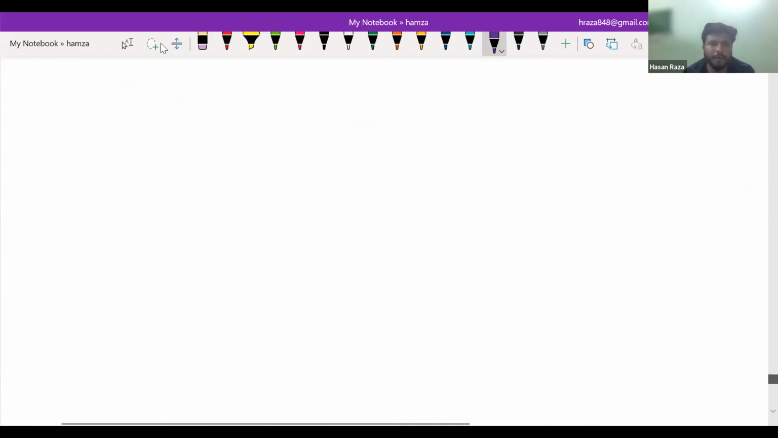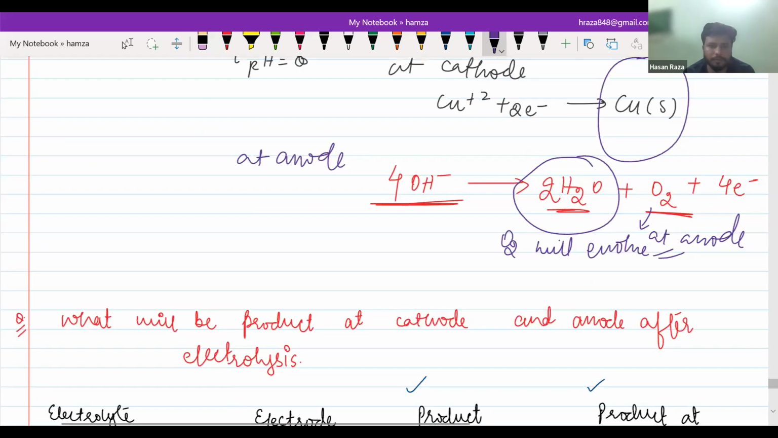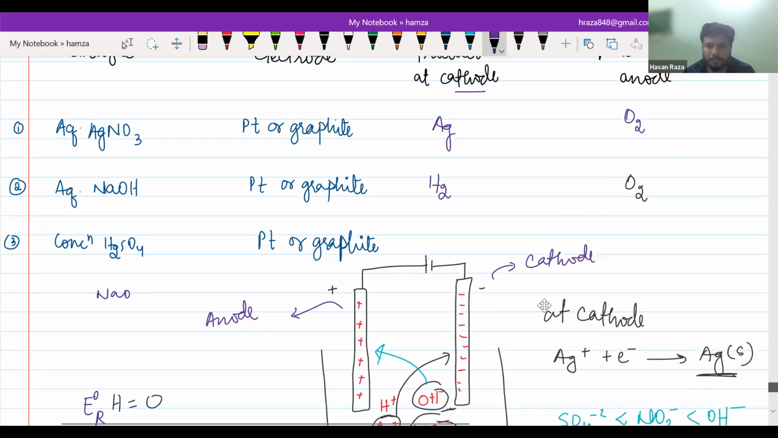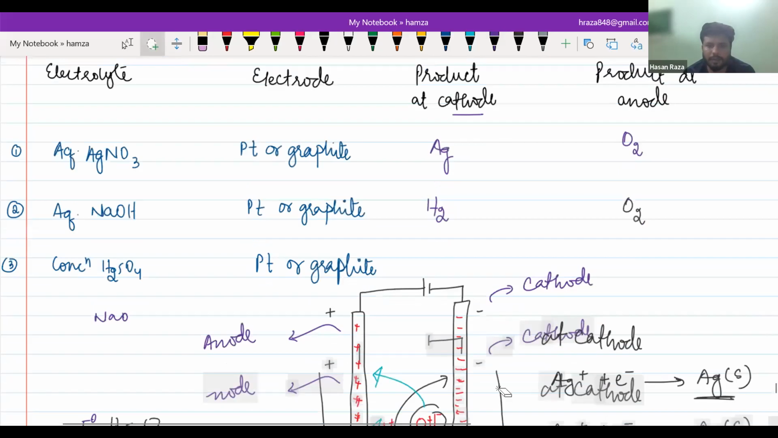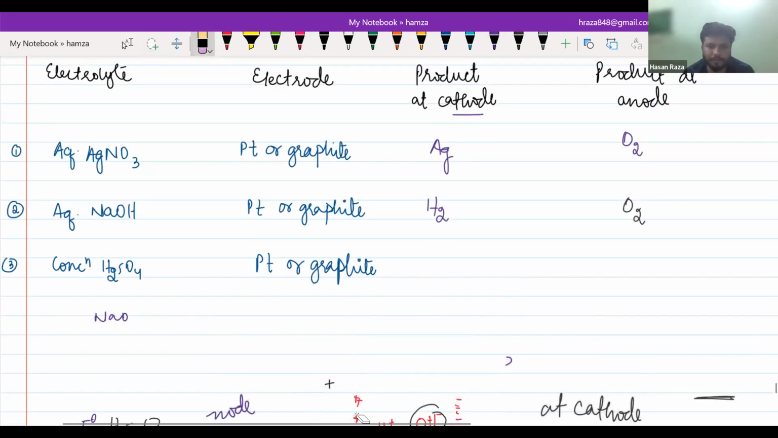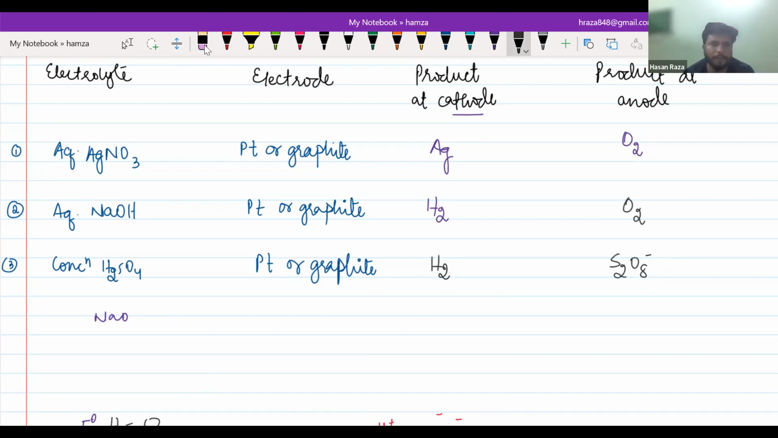So I'm going to write, I'm going to just erase it. So this is concentrated H2SO4, and this will be OH minus. Yes or no?